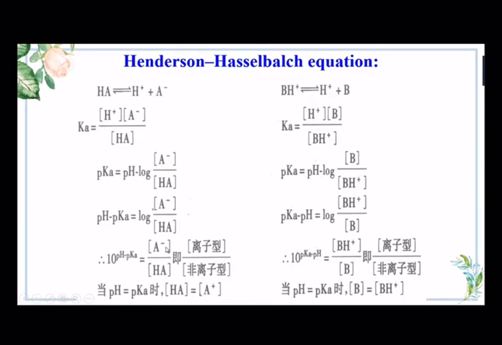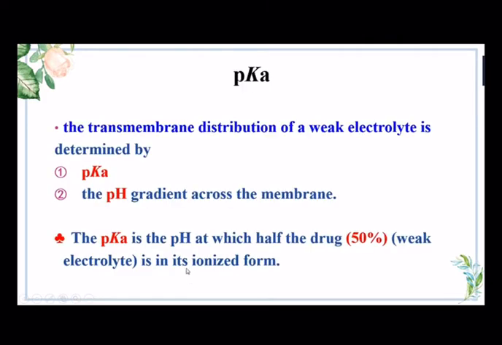When the ionized form equals the non-ionized form, in other words, 50% of the drug is in ionized form, the ratio of ionized to non-ionized equals 1, so pH equals pKa. It means pKa is the pH at which half of the drug, or 50% of the drug, is in its ionized form.